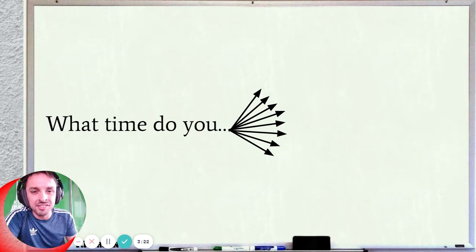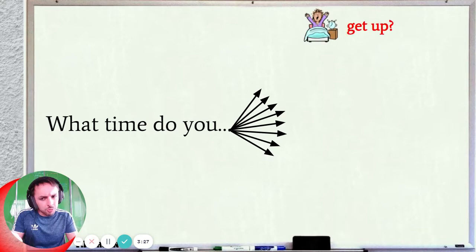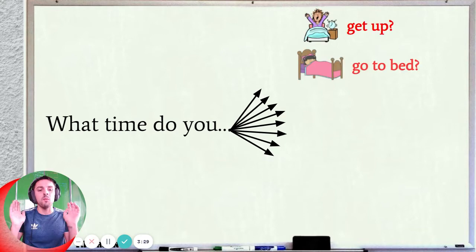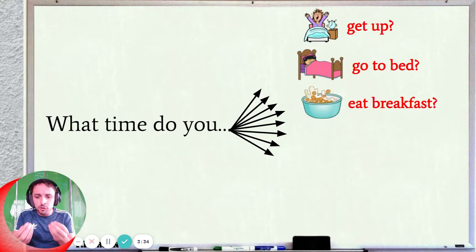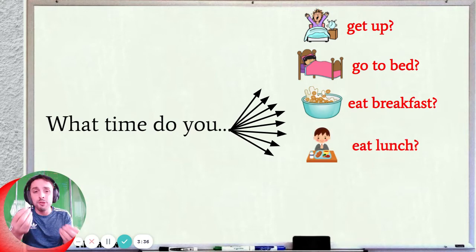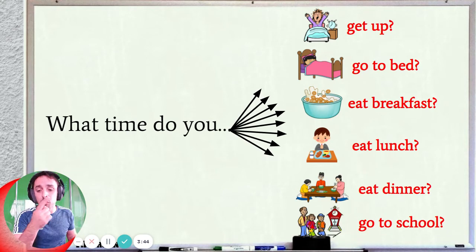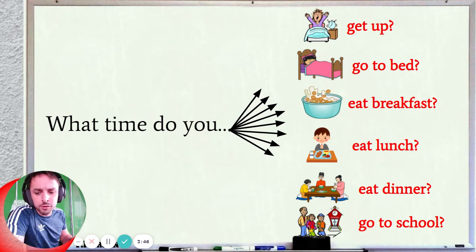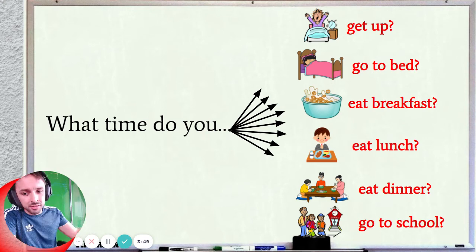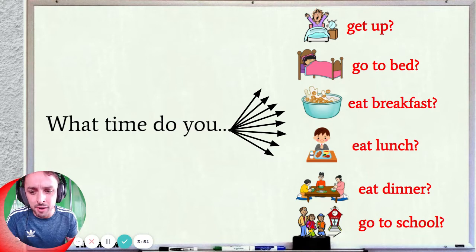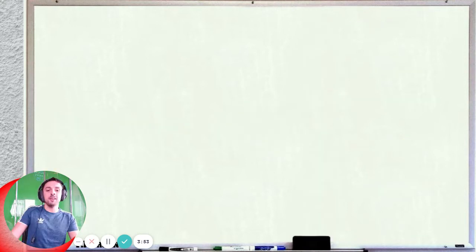Now here are our 6 verbs from Unit 5. What time do you get up? What time do you go to bed? What time do you eat breakfast? What time do you eat lunch? What time do you eat dinner? And what time do you go to school? These are your 6 questions for Unit 5 that you need to practice.